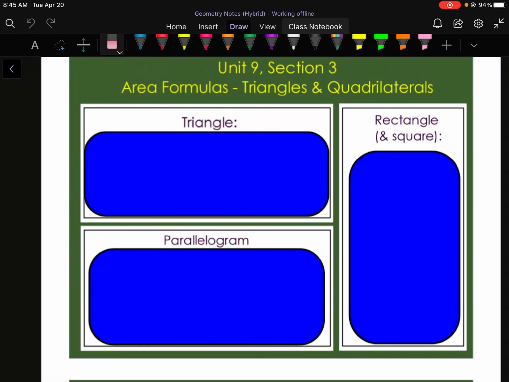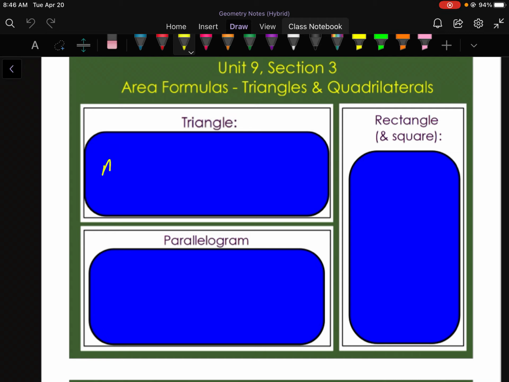All right, Unit 9, Section 3, area formulas for triangles and quadrilaterals. So we've done all of this in past units, so this video is just going to be to basically fill in the formulas so you have something for your notes. The homework is going to be applying these formulas to different shapes.